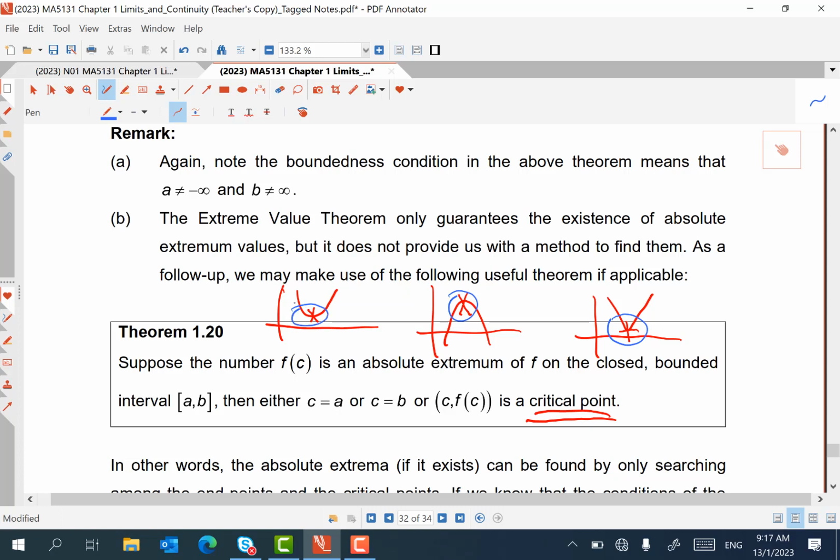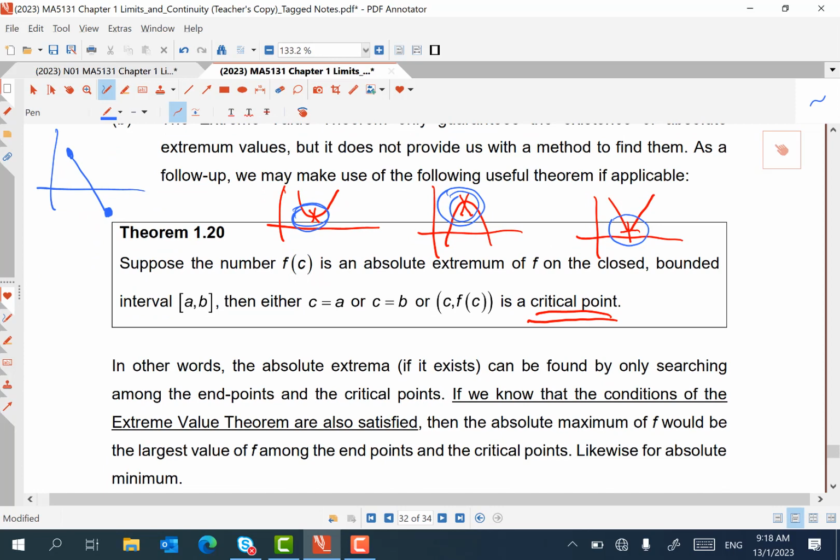Where the gradient is either 0 or undefined. Yeah, right. So these are so-called critical points, right? So what this theorem says is, if these are extrema, they are either critical points or endpoints, like this. So if you have a graph like that, the extrema occurs at the endpoints, right? In this case, this is actually a critical point, this is actually a critical point. Right, that's theorem 1.2.